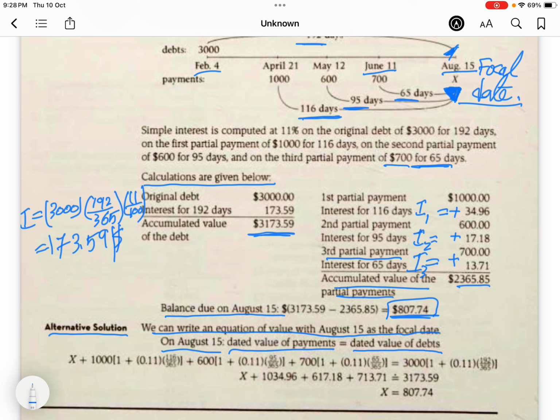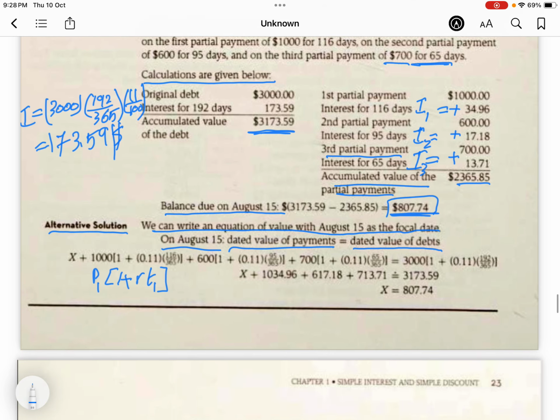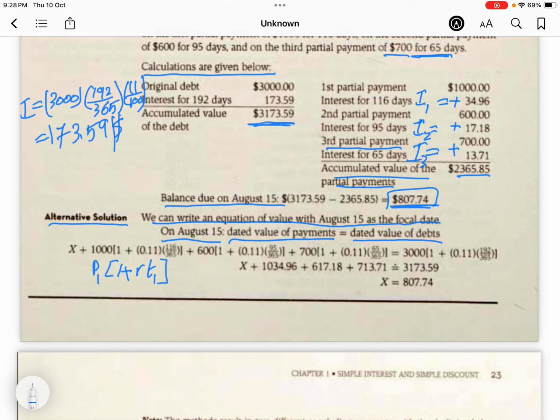3,000 multiplied by 1 plus 0.11 multiplied by 192 over 365. This equation is like S equals B times 1 plus RT, with B1, B2 and so on. After simplification, you will have X equals 807.75.